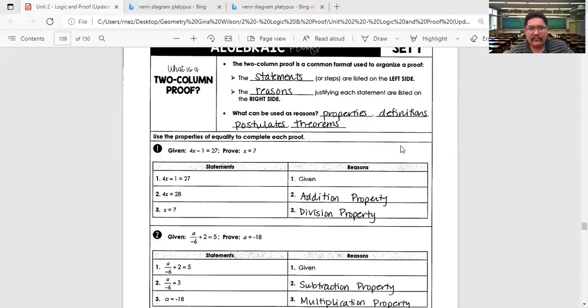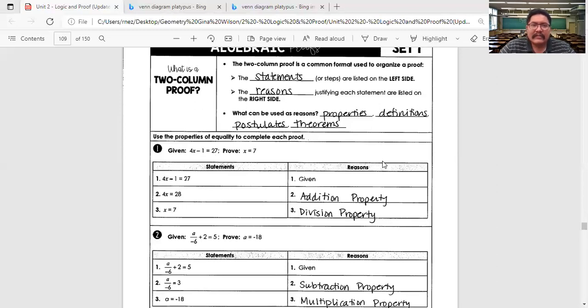But a two-column proof is a common format used to organize a proof. So you have two things. You have statements on the left side, and reasons on the right side. Left side is statements, right side is reasons, right? The reasons are going to be from that list that I just got done showing you, the one we just covered. And I told you to copy that down somewhere else, whatever it takes.